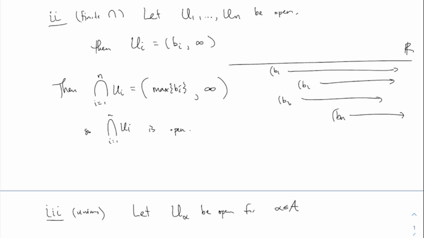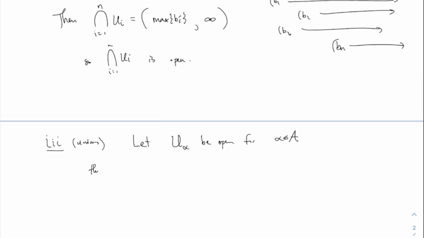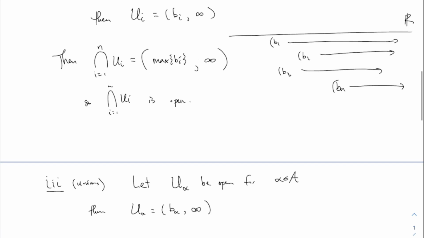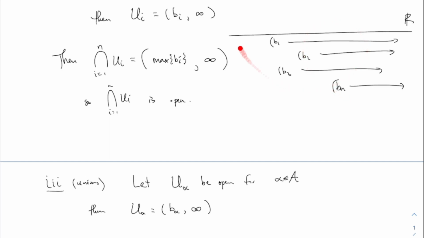at some point. So then, again, because each of the U's are open, I can say then U alpha equals some interval, B alpha to infinity, right? Because that's what it means to be open in this example. I'm just copying the steps here. And then what does the union of all of them look like? Well, maybe I'll draw another picture, or it's really the same picture again here.